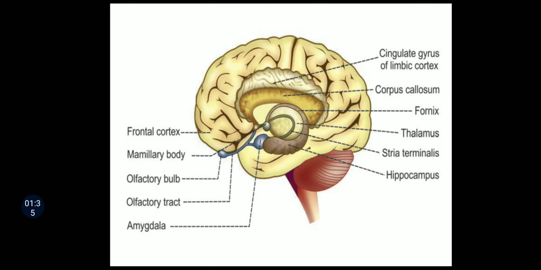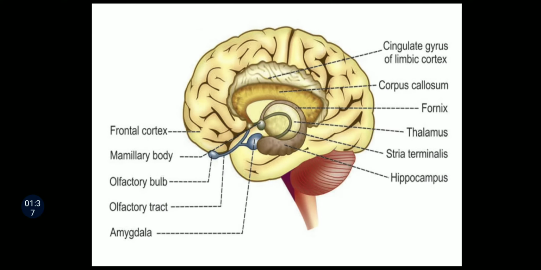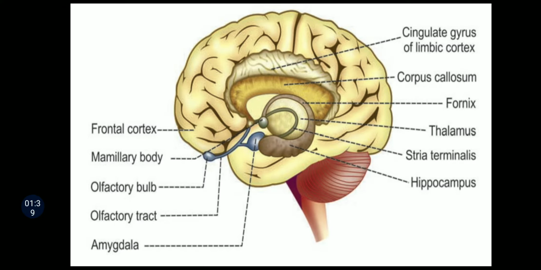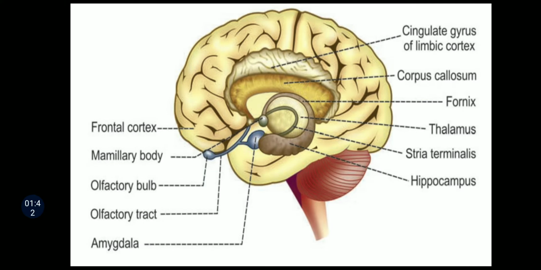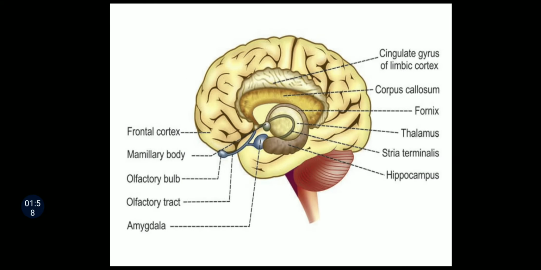Here in this diagram you can see some of the structures which are related to the limbic system. Like here you can see the mammillary body, the olfactory bulb, olfactory tract, amygdaloid, hippocampus, stria terminalis, thalamus, fornix, corpus callosum, cingulate gyrus. These are some of the structures which are related to the limbic system.